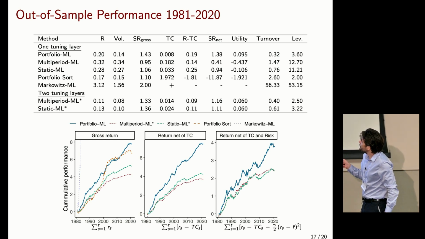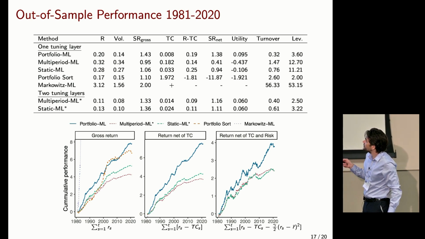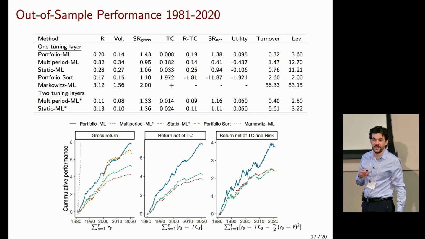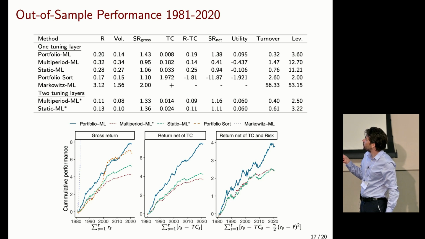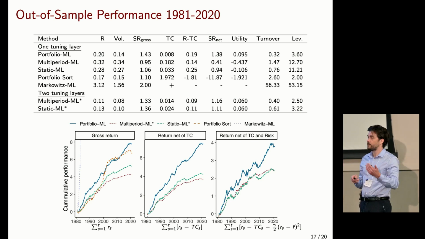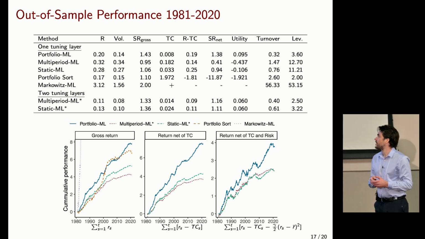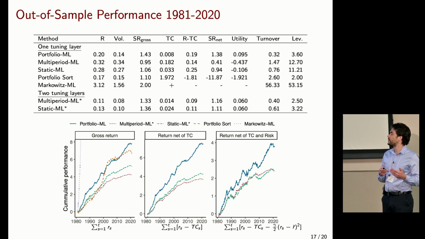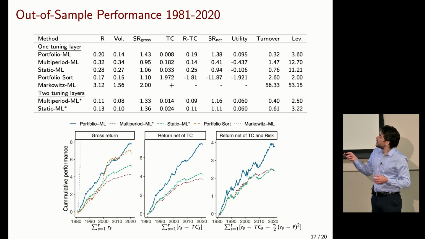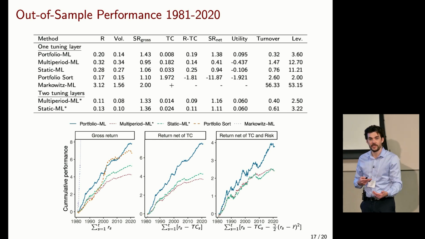Now, here we have our two methods, portfolio ML and multi-period ML. Then we have our main benchmark, which is the static ML, and these three methods are all trading cost aware. Then we're also going to consider this portfolio sort and the Markovich ML portfolio, which are not trading cost aware. And here is the version where we're using this additional layer of portfolio tuning for this multi-period ML method and for the static ML method.